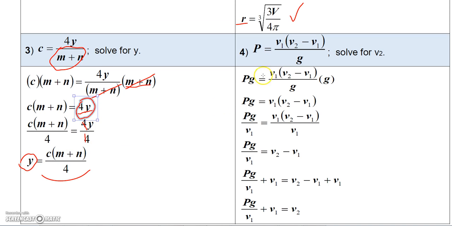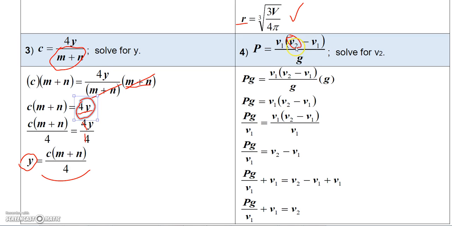Okay, now on this one, this looks like it's some type of physics formula. So V might be volume 1 or volume 2 or something like that. So maybe volumes of gas. But what we have to do here is we want to solve for this V2 right here. So I need to isolate the V2.